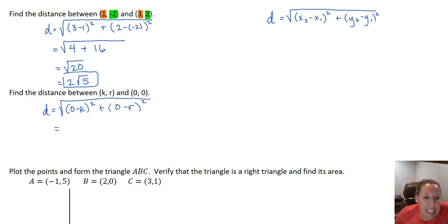And 0 minus K is going to be -K, squared. A negative times a negative gives us a positive, so that simplifies to K squared. And then 0 minus R is -R, squared, and again, a negative squared gives us a positive. And without knowing what K and R are, we can only simplify it that far, to the square root of K squared plus R squared.